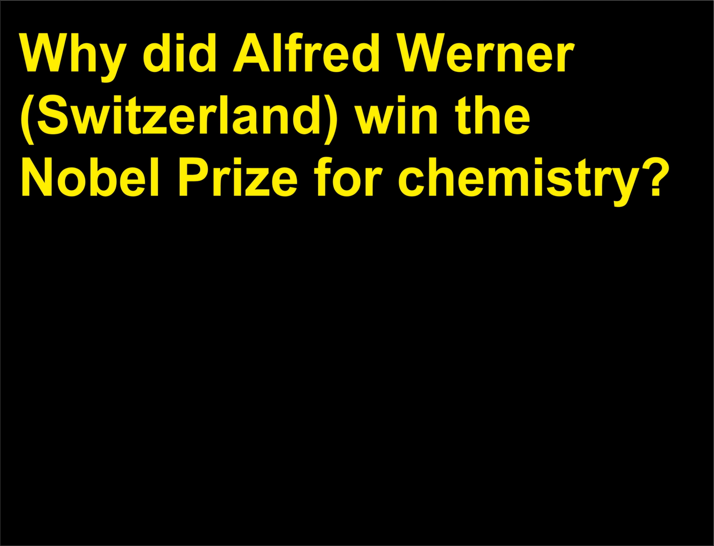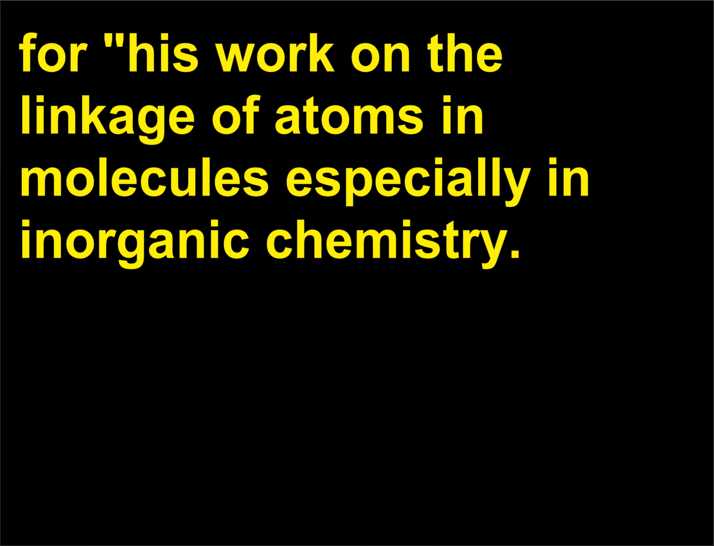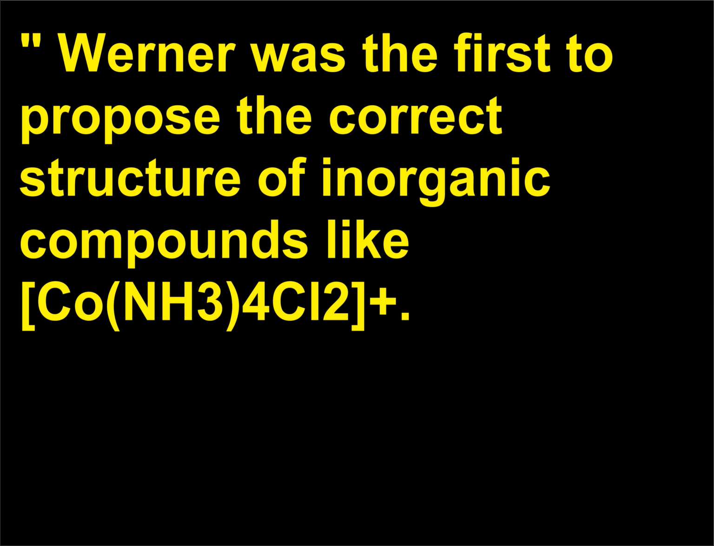Why did Alfred Werner, Switzerland, win the Nobel Prize for Chemistry? For his work on the linkage of atoms in molecules, especially in inorganic chemistry. Werner was the first to propose the correct structure of inorganic compounds like [Co(NH3)4Cl2]+.